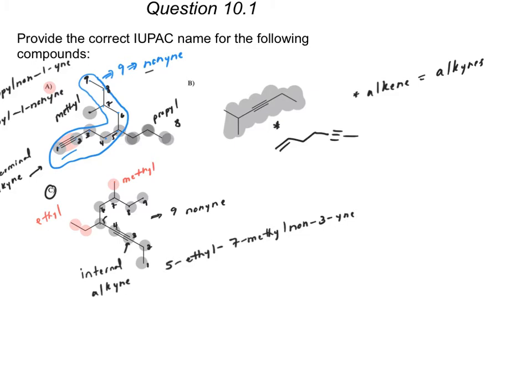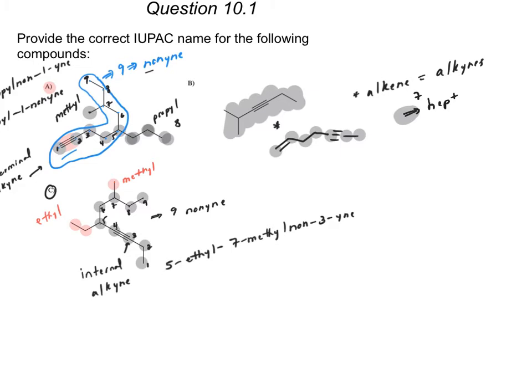For this one, that's not an issue because there aren't really any substituents. Here we have 1, 2, 3, 4, 5, 6, 7. So the parent here is going to be heptyne, or hept, we'll call this right now, because 7 carbons.